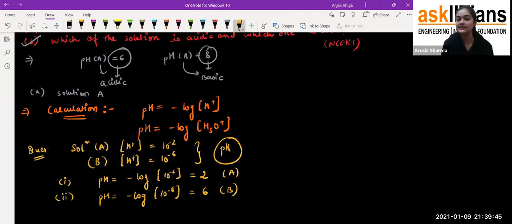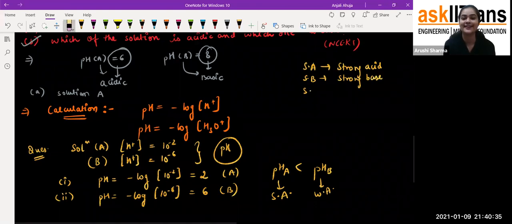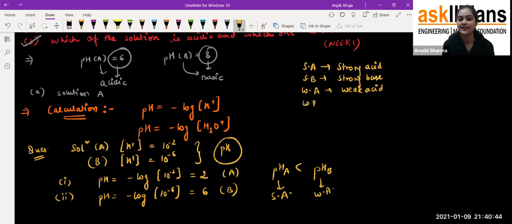So students, we can see here that the pH for A is lesser than the pH of B. Which one will be more acidic in nature? As I have already told you, if the pH is less, we say that it would be a strong acid. That means solution A will be a strong acid and B will be a weak acid. Don't get confused about the abbreviations which I'm using here. SA is strong acid, SB is strong base, WA is weak acid, WB is weak base. Okay, so that's how we do the calculation for the pH.